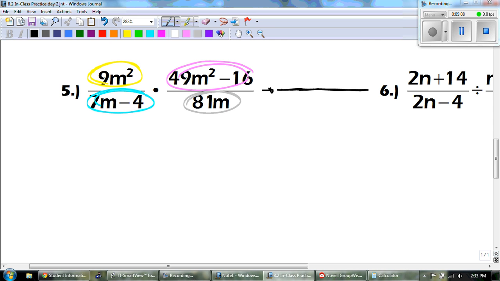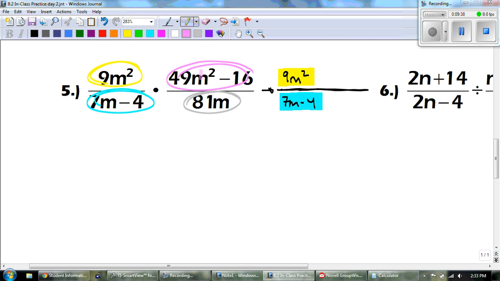All right, now my first set, my 9m squared. Can I change anything with that? Can I factor anything out? No, so it stays on the top and there's nothing I can do. Now my blue one, the 7m minus 4, can I factor that at all? No, and since I can't factor, I'm just going to put it on the bottom, 7m minus 4.